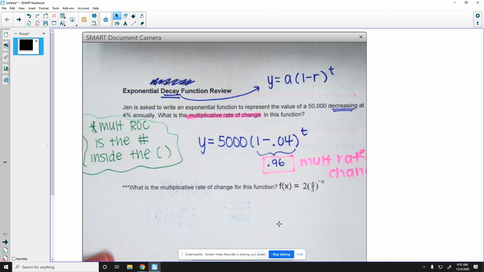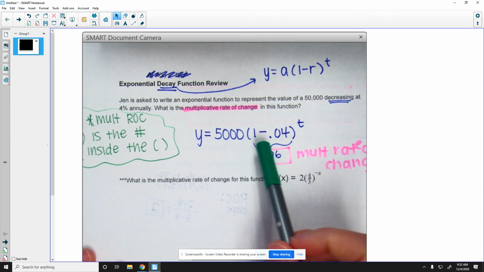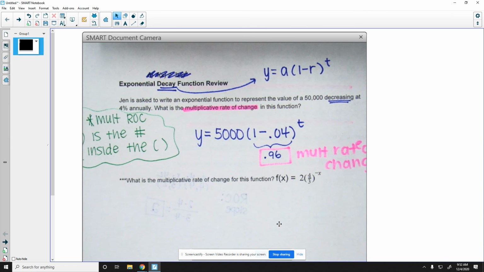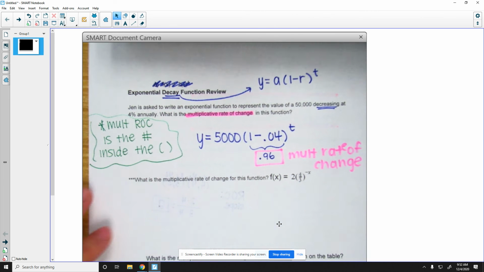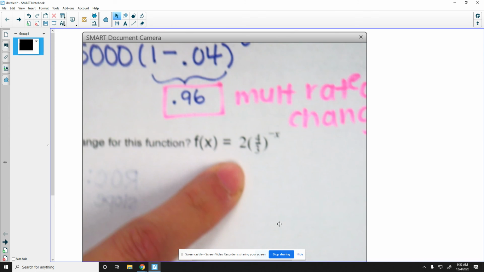Okay, and they're going to ask that a couple times on the quiz. So just read carefully. When it says, what is the multiplicative rate of change? It's just the number inside the parentheses. So you have to do the minusing or the plusing to get that one number. That's it. So let's make it a little bit more complicated. For this one, what is the multiplicative rate of change for this function?